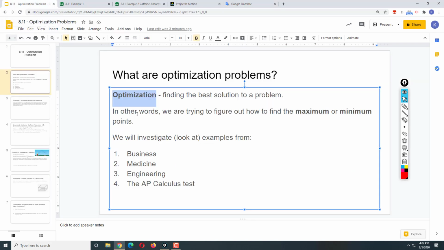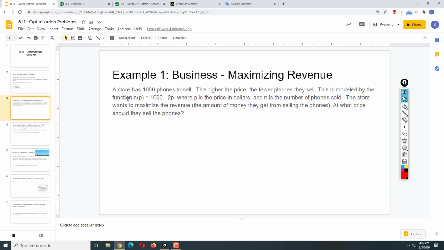So really, to describe it, I would say that to optimize is to find the best solution to a problem. And in math, what we are really trying to do is find the maximum or minimum points, which is what we've been learning in this unit. For this lesson, we'll investigate, that means to look at examples from business, from medicine, from engineering, and from the AP Calculus test itself.